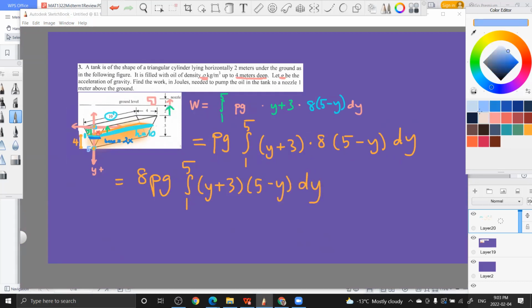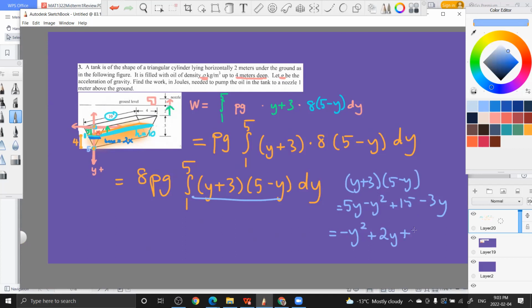Okay, now we're going to solve this one: y plus 3 times 5 minus y. We're going to get 5y minus y squared plus 15 minus 3y. Now let me verify that this is the correct one. So 5y minus y squared. Yep. Okay.